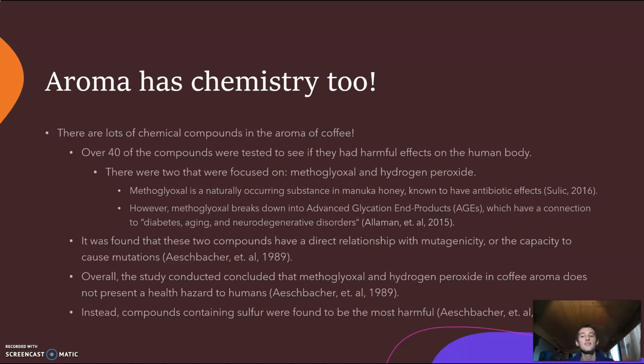And this study by Aschbacher found that these two compounds have a direct relationship with each other, and they can cause mutagenicity, or the ability to cause mutations. And they have a direct relationship, which means that the more of these two compounds in the body, the more likely they cause mutations, or the less of these two compounds in the body, the less likely they are to cause mutations. Does that make any sense?